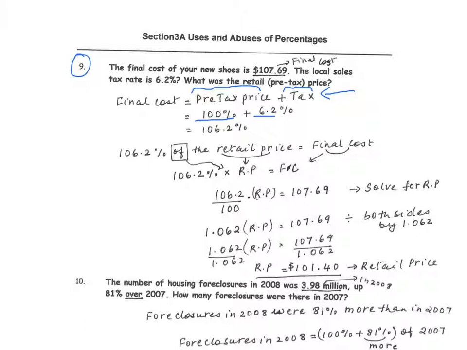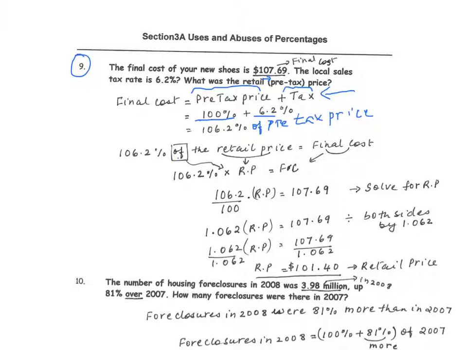So if the pre-tax price is 100, then 6.2 is the tax added on to it. So the final cost is 106.2% of the pre-tax price. So 106.2% of the retail price, which is also the pre-tax price. They've called it retail, which is the same as pre-tax. So 106.2% of the retail price is the final cost.